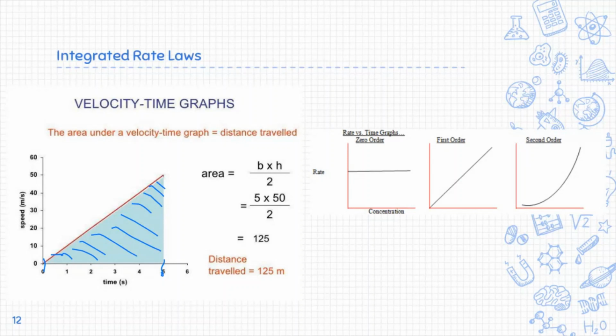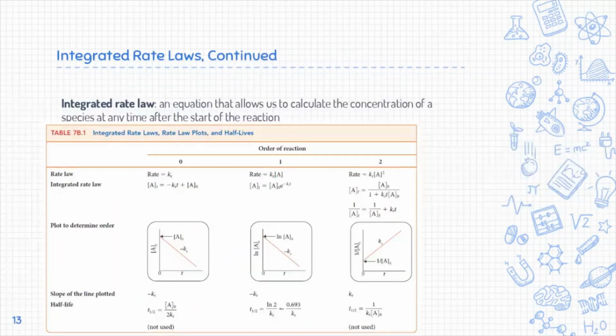And as velocity measures the change of distance, then the rate of reaction would measure the change of concentration. So if we calculated the area under the graph of the reaction rate over time, then that would equal the change in concentration. That's basically how integrated rate laws are formed. Okay, cool. Next.